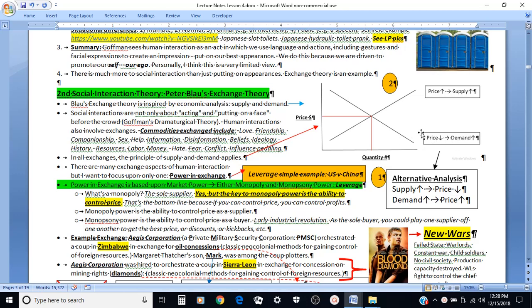Now, you don't have to view this in terms of price being the causal factor. You can view it as price being the effect. I think this makes more sense. So an alternative analysis is as supply goes up, there's more of it on the market, then price goes down because there's so much that it's easy to get. As demand goes up, it gets scarce, so price goes up. Either way, that's how they relate, supply and demand.